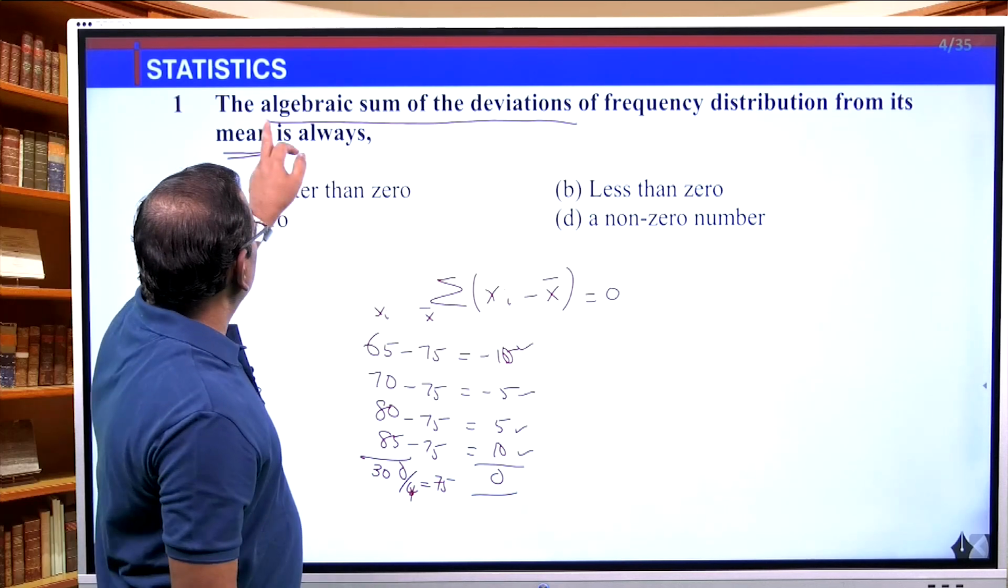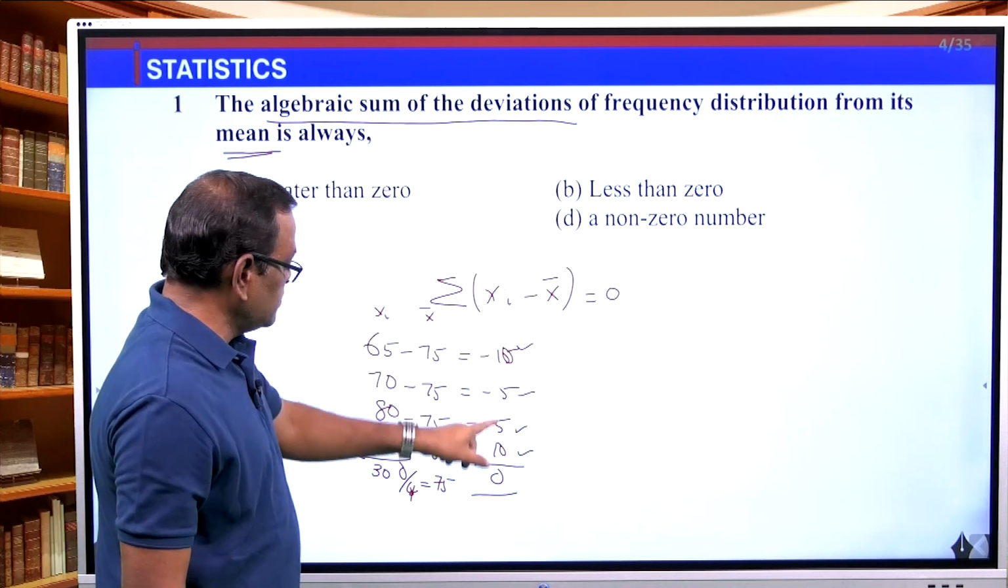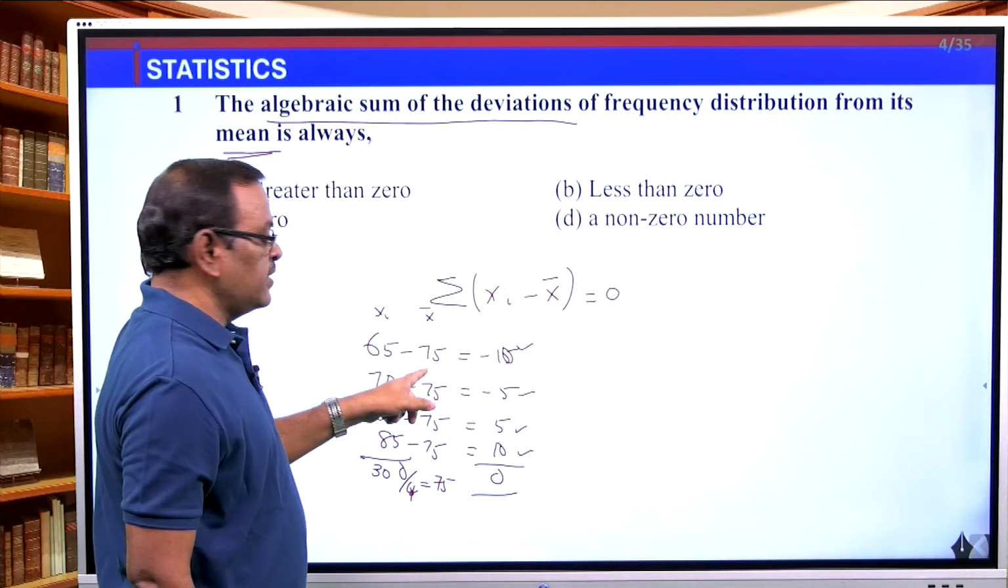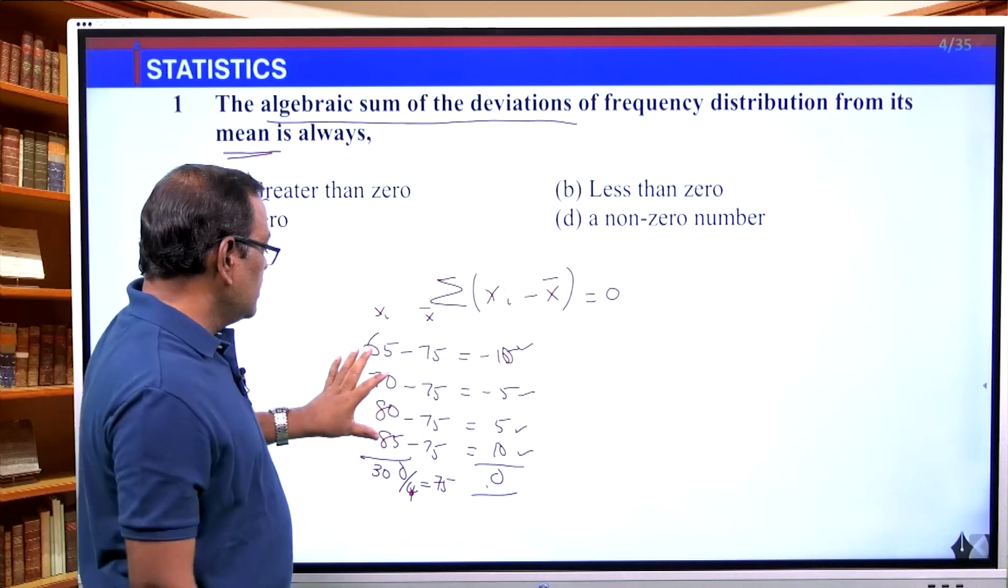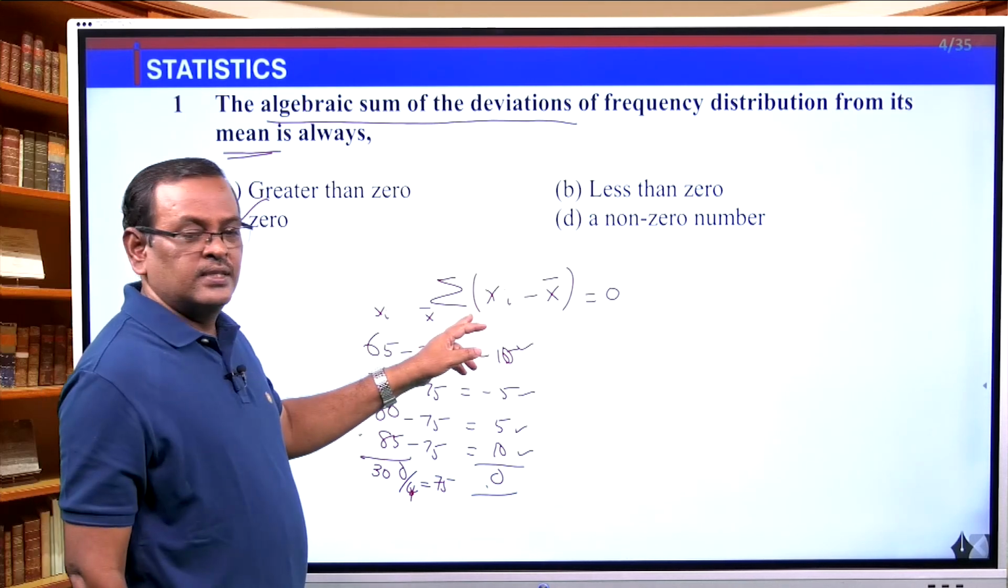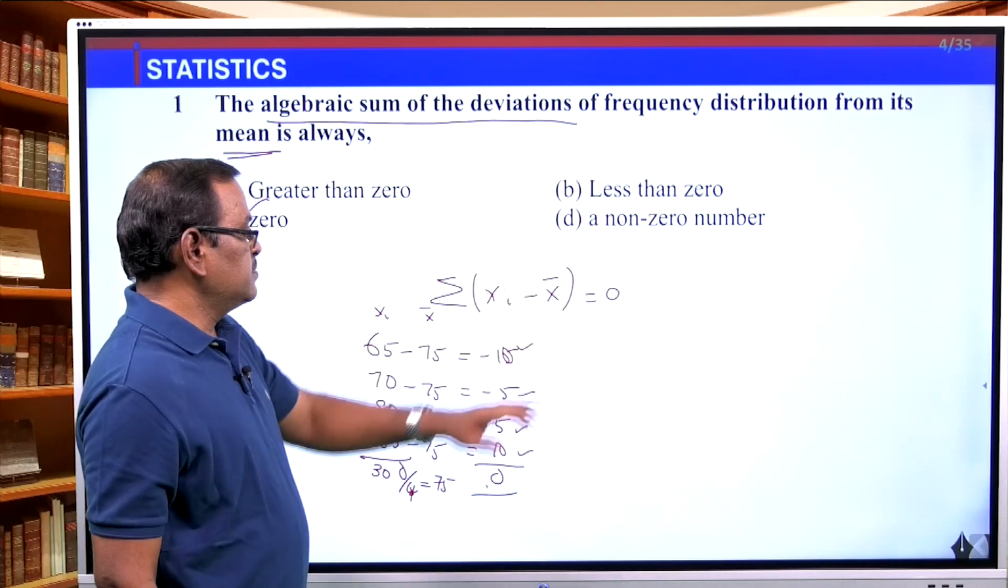The sum of all deviations, the algebraic sum of deviation from its mean: the mean is 75 and its value is 0. This is the best example to understand the concept, but this is a standard theory. Sigma xi minus x bar equal to 0.